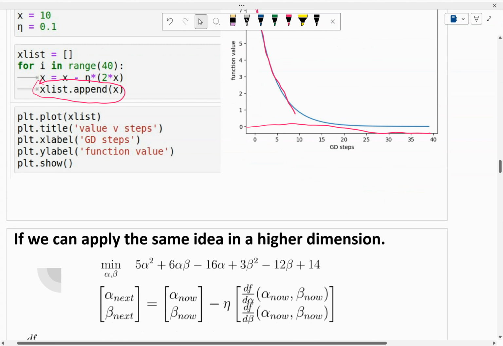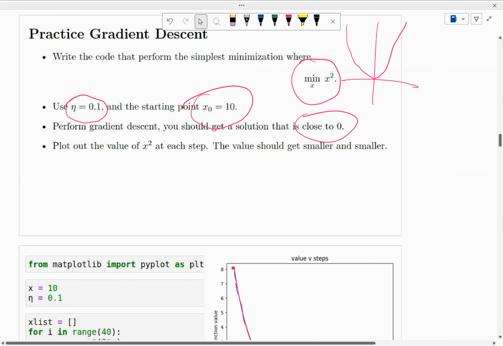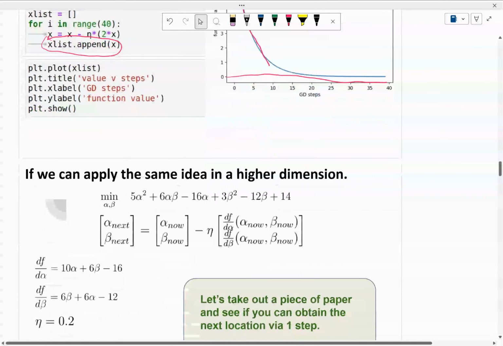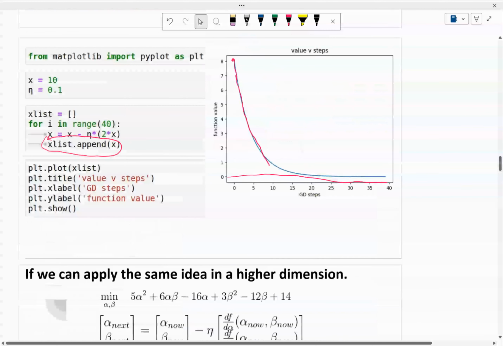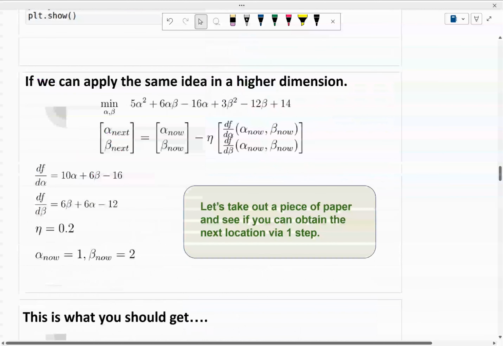Okay. So when you run this, you should get the same solution. All right, so that was with one dimension. We have previously learned how to do it in higher dimensions, right?